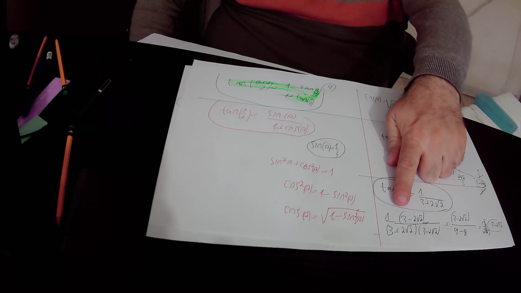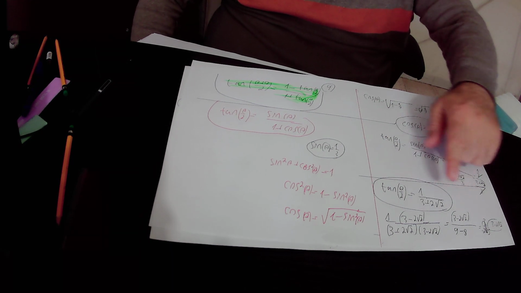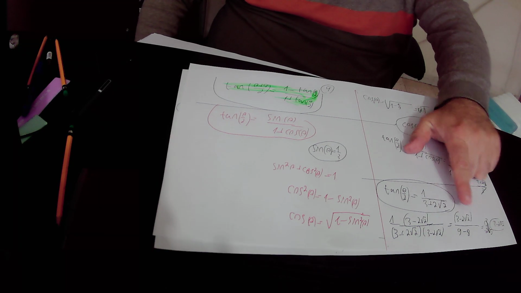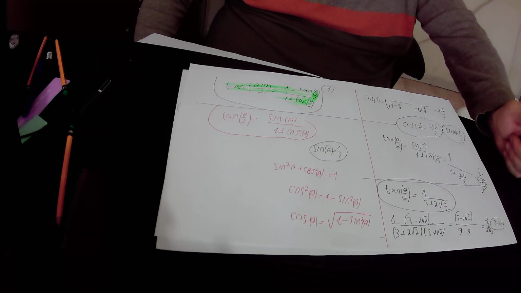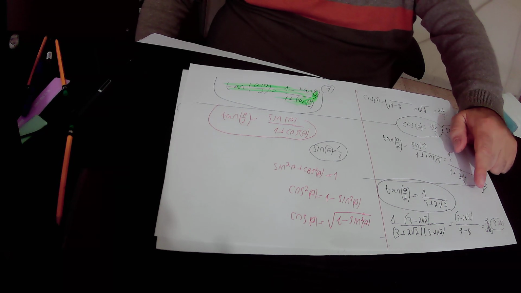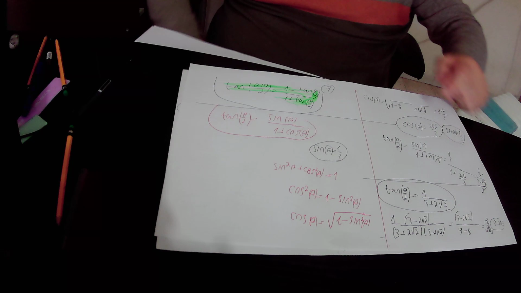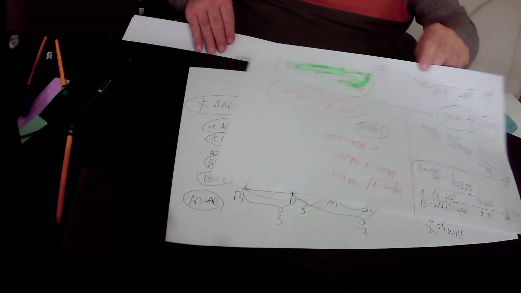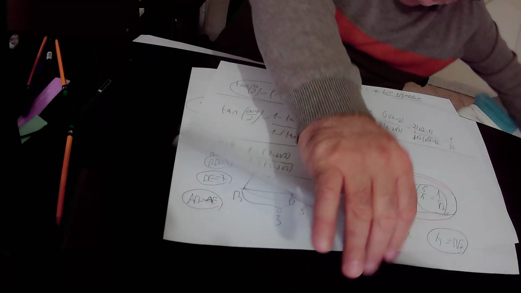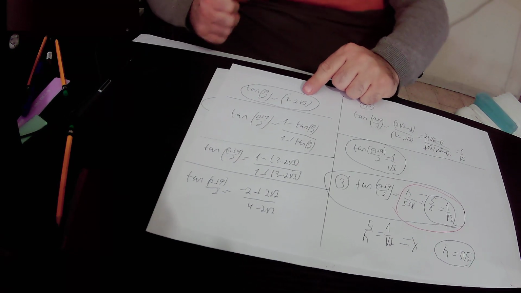Here a equals 3, so a squared is 9. b equals 2 times square root of 2, so b squared is 8. So in the denominator we have 9 minus 8, that is 1. And in the numerator we have 3 minus 2 times square root of 2. So all that is divided by 1, we have the same value. So in conclusion, we found out that the value of tangent theta over 2 is equal to 3 minus 2 times square root of 2.